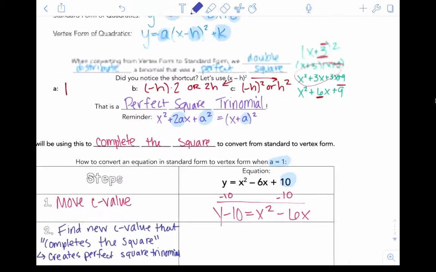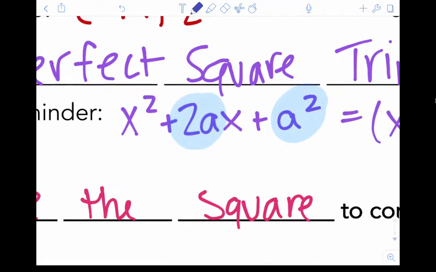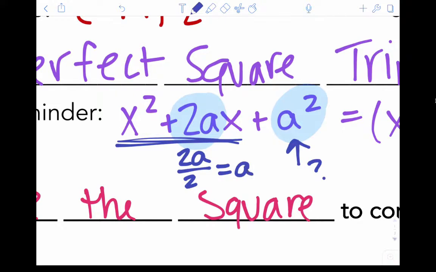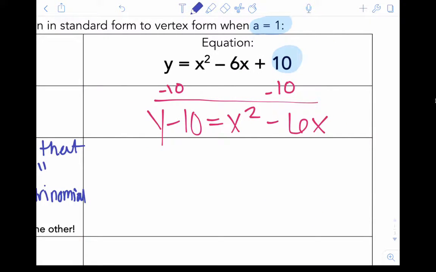So if we're looking back up at our perfect square trinomials, right now I have this part of the trinomial, and I need to figure out what this is. So to do that, I'm going to take the b value divided by 2, and then to get that, I need to square it. So over here, I'm going to take the b value, which is negative 6. I'm going to divide it by 2 to get negative 3.